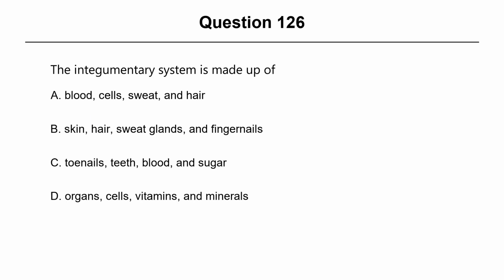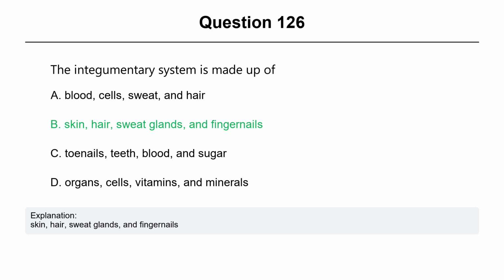Question 126. The integumentary system is made up of Option A, blood, cells, sweat, and hair. Option B, skin, hair, sweat glands, and fingernails. Option C, toenails, teeth, blood, and sugar. Option D, organs, cells, vitamins, and minerals. The correct answer is option B, skin, hair, sweat glands, and fingernails.